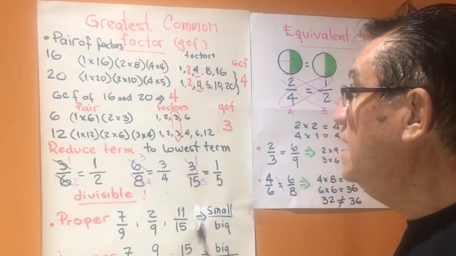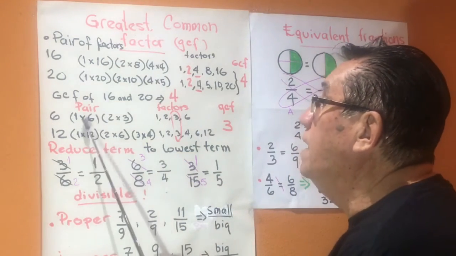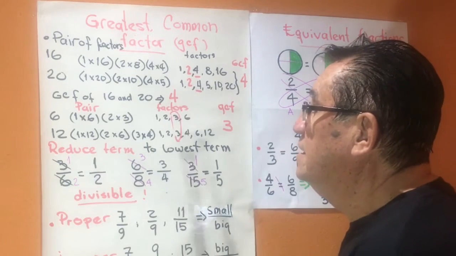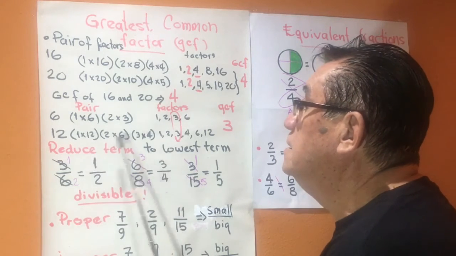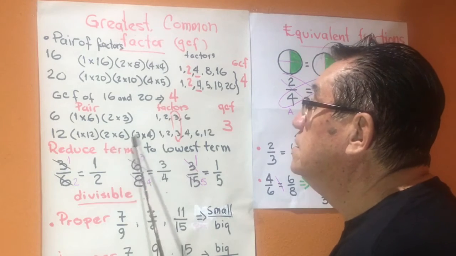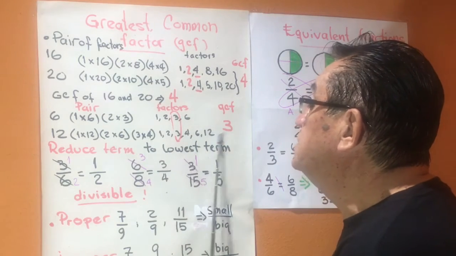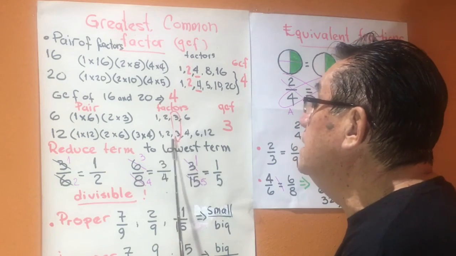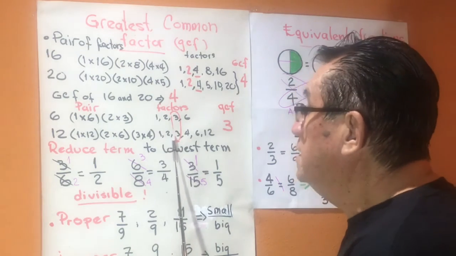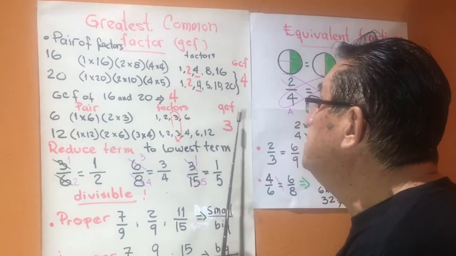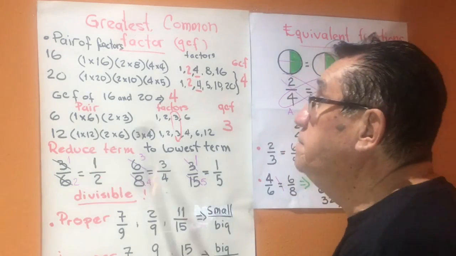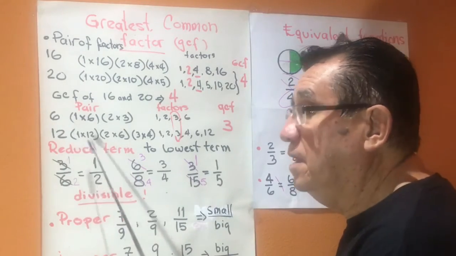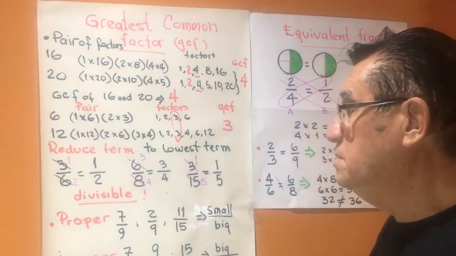Now, which are the common factors? For 6: 1, 2, 3, and 6. For 12: 1, 2, 3, 4, 6, and 12. Which are common? 1, 2, 3, and 6. Which is the biggest? 6. So the greatest common factor is 6. That's the way we find the greatest common factor of any pair that you may need to use.